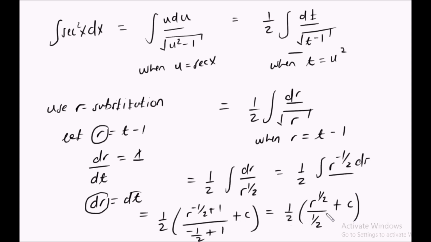So nikiingiza hii 1 over 2 ndani inakufa hapa. Nabaki na r power 1 over 2 plus, so 1 over 2 times c ni c. Hiyo. So this is what I get. So let me start now a fresh page.